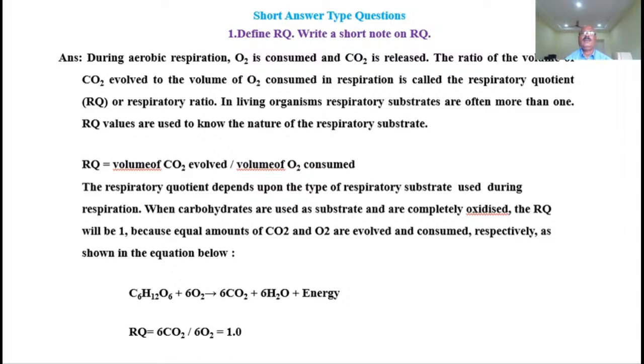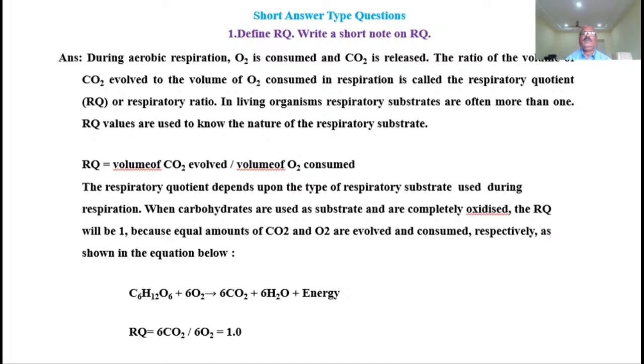During aerobic respiration, oxygen is consumed and CO2 is released. The ratio of the volume of CO2 evolved to the volume of oxygen consumed in respiration is called the respiratory quotient, that means RQ or respiratory ratio. In living organisms, respiratory substrates are often more than one. RQ values are used to know the nature of the respiratory substrate. RQ is the volume of CO2 evolved by the volume of oxygen consumed.